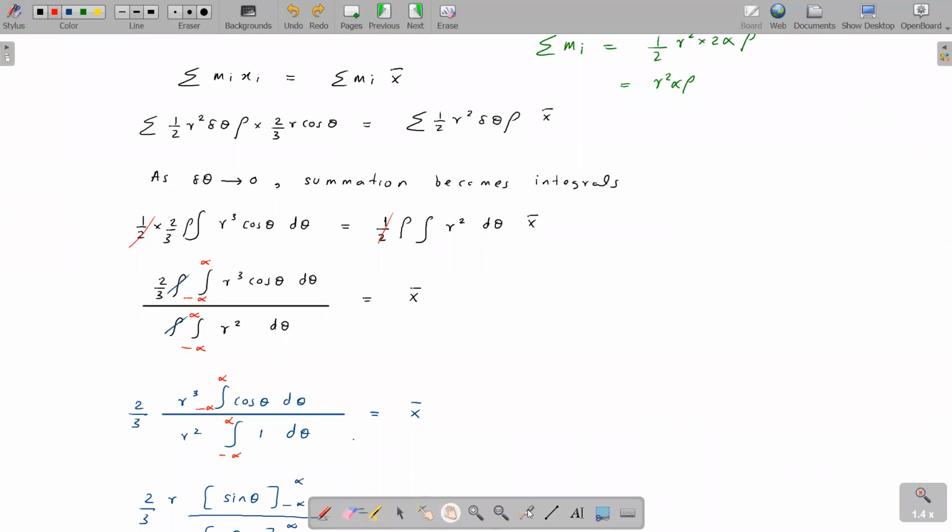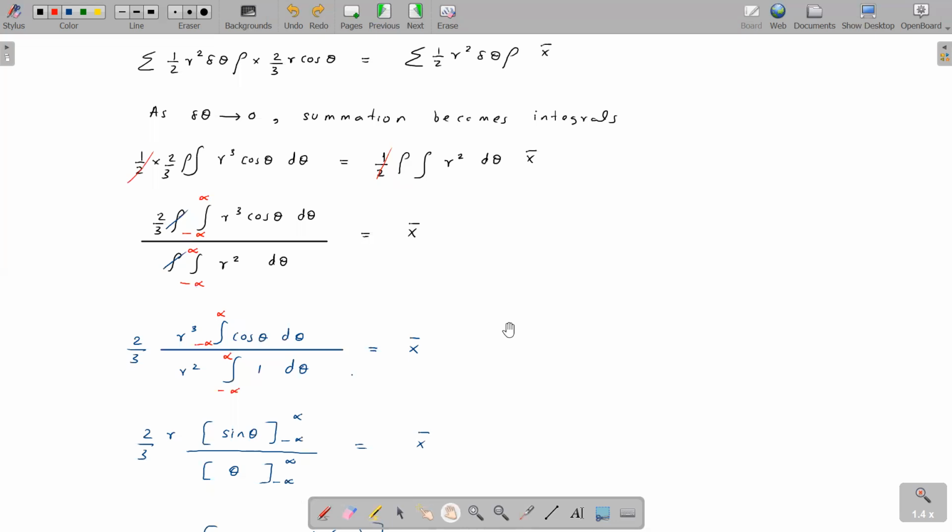All right, guys. So you can see here I've cut off the half, and then the rho also can be cut off, right? And you can take the r cube cos theta on top, then the r square comes down, and the integration limits minus alpha to plus alpha. And r is a constant, right? Integration happens with respect to theta, so r is a constant. You can take the r out of the integral sign, right?